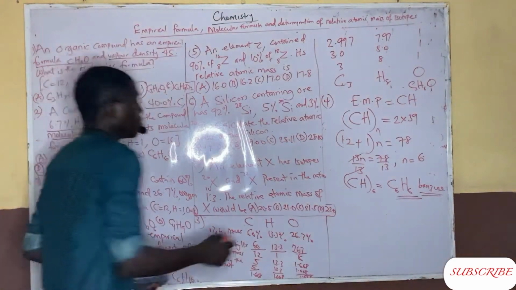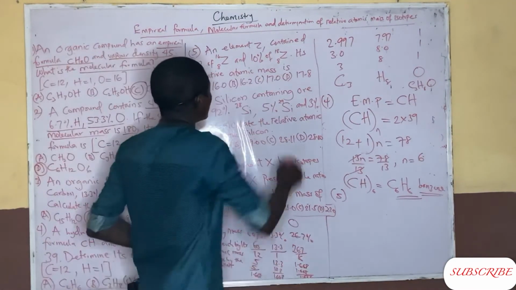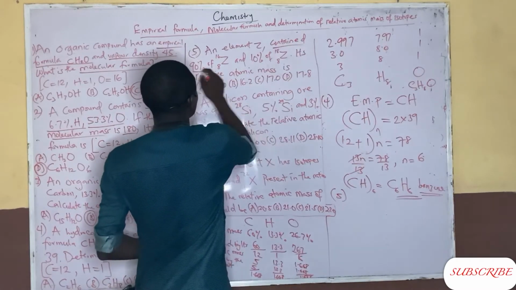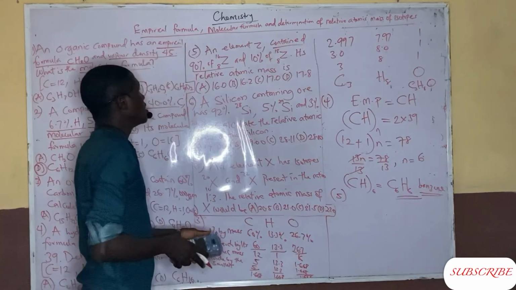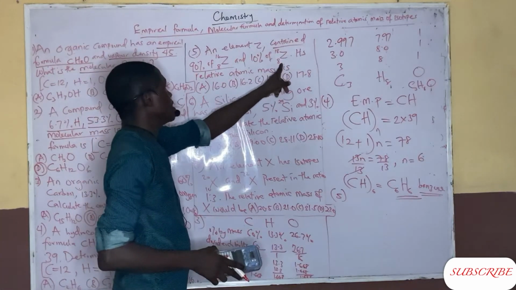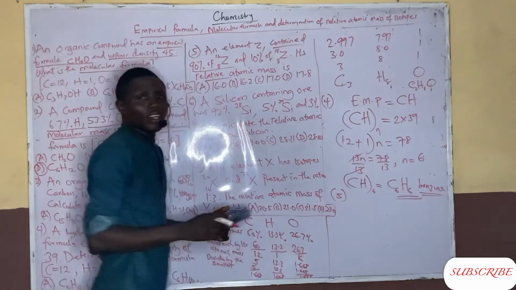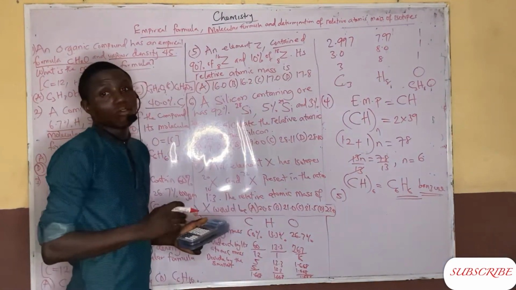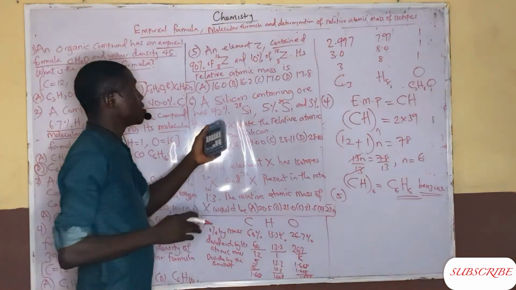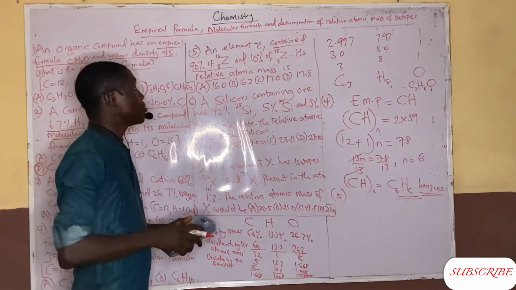So number 5 here: an element contained 90% of Z-16 and 10% of Z-18. Its relative atomic mass is dash. Now, this question is not an empirical formula question, but is a question based on isotopy.